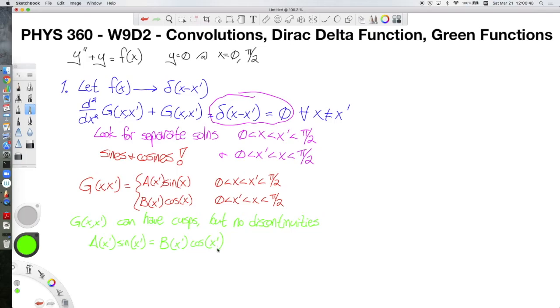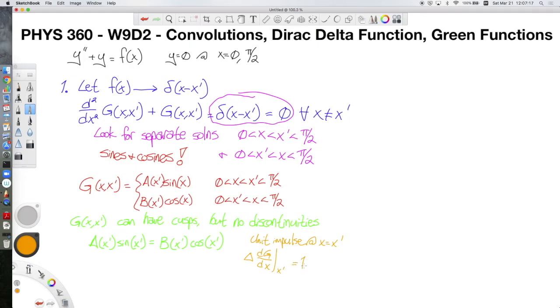We also know something else. We know that there is a unit impulse being applied here at x equals x prime. So that means the change in the slope of our Green's function evaluated at x prime has to be equal to 1.